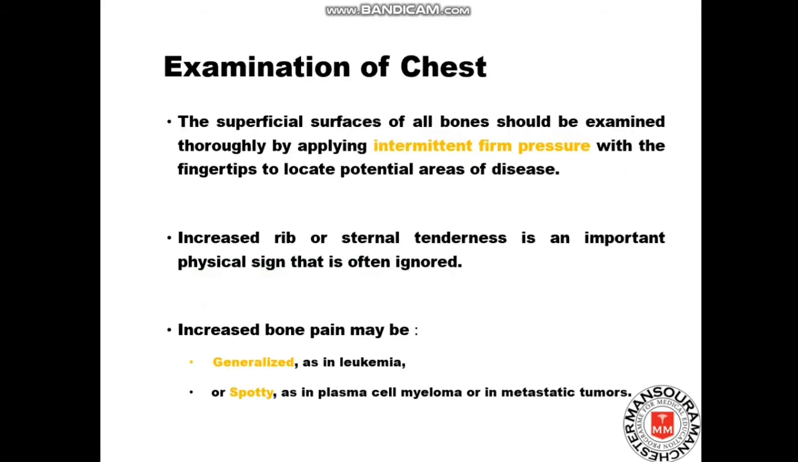Examination of the chest. The superficial surface of all bones should be examined thoroughly by applying intermittent firm pressure with a fingertip to locate potential areas of disease. Increased rib or sternal tenderness is an important physical sign that is often ignored. Increased bone pain may be generalized as in leukemia. Sternal tenderness is a characteristic and pathognomonic feature in acute leukemia. Or spotty, as in plasma cell myeloma or metastatic tumors.